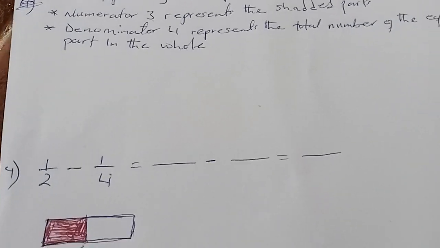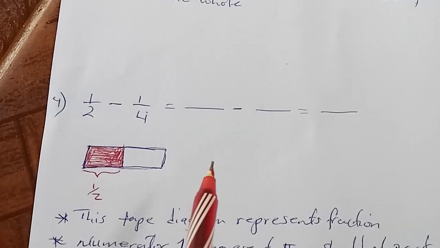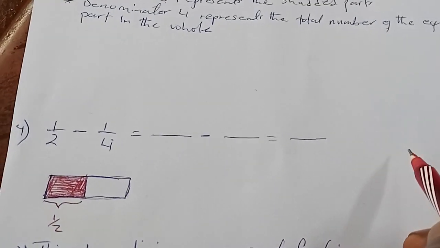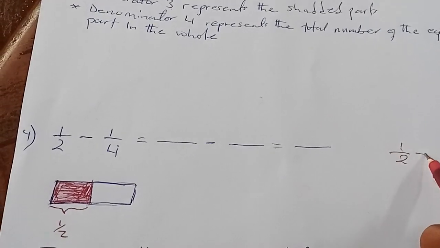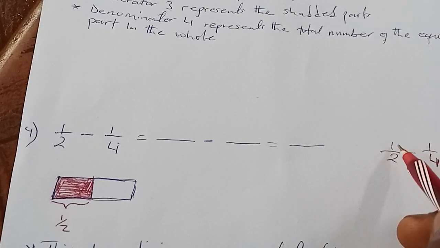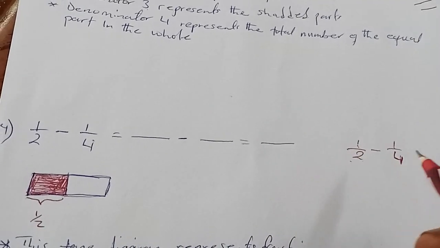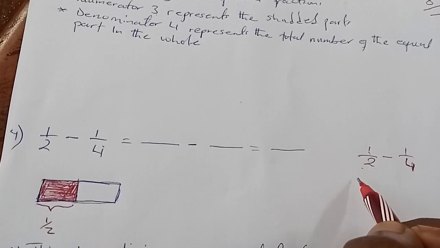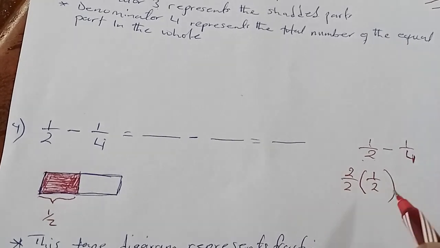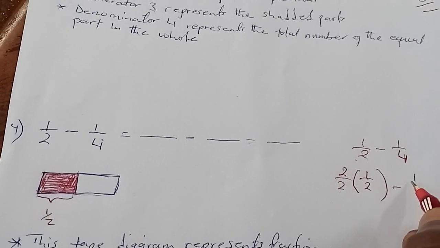Now we move on to the next question. We're going to solve this problem the same way, but this time we are dealing with subtraction. We say 1 upon 2 minus 1 upon 4. The same way, we want to change this 2 to 4, so that the denominator can be the same. So I say 2 divided by 2 multiplied by 1 over 2, which means multiplying 2 up here and 2 down here, minus 1 upon 4.